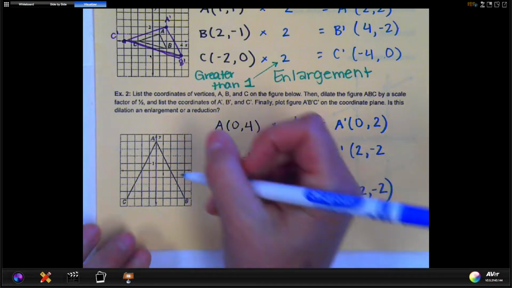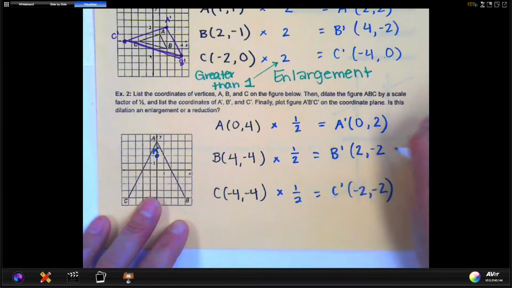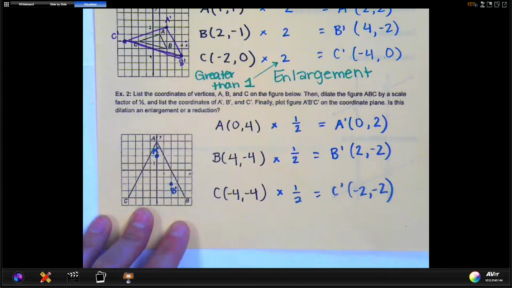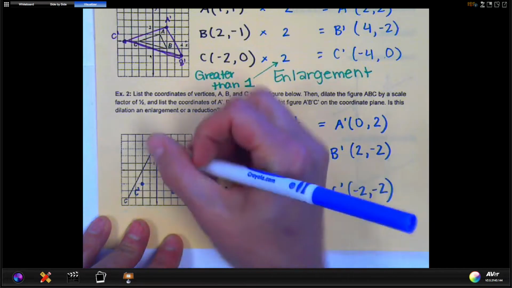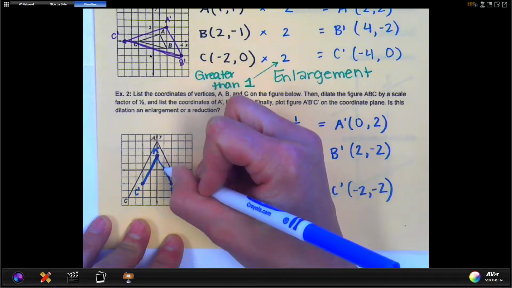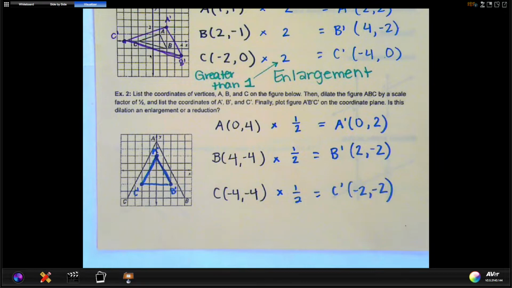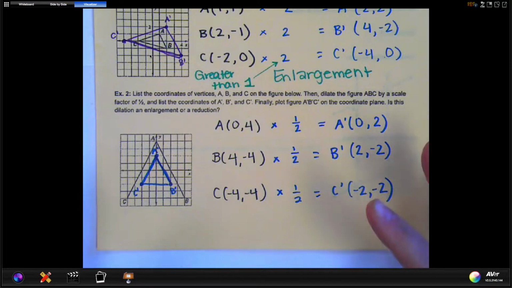So 0, 2 is right here. Label that A prime. 2, negative 2, so right 2, down 2 is going to be our B prime. And then finally left 2, down 2 for our C prime. And it did. It made a triangle, and it reduced its size by half. So it is the same shape, only different sizes here. So that's what happens when our scale factor is between 0 and 1, the size of the shape gets reduced. Okay, so that's the second part, and that's reducing size.